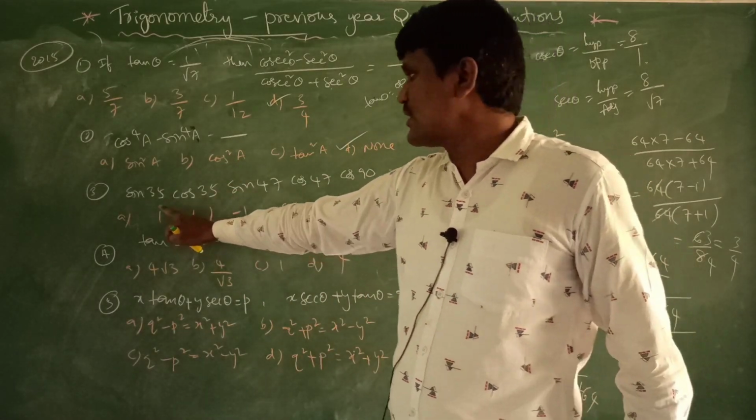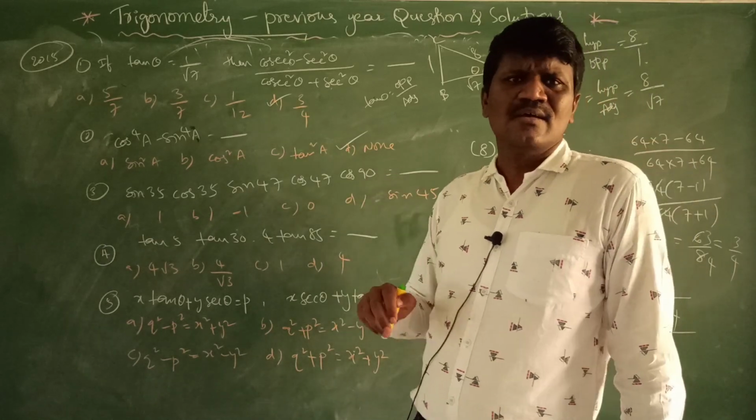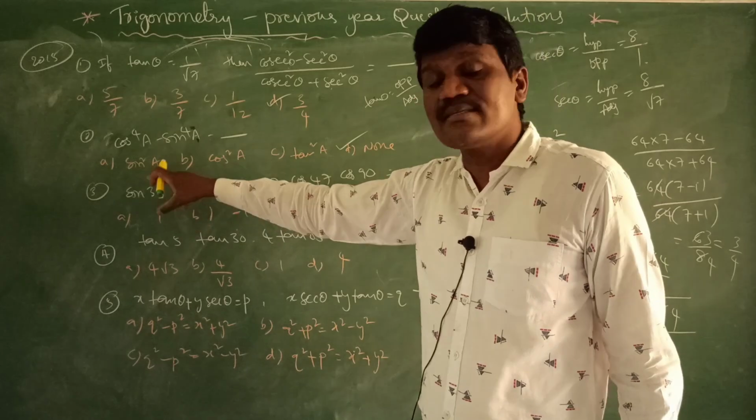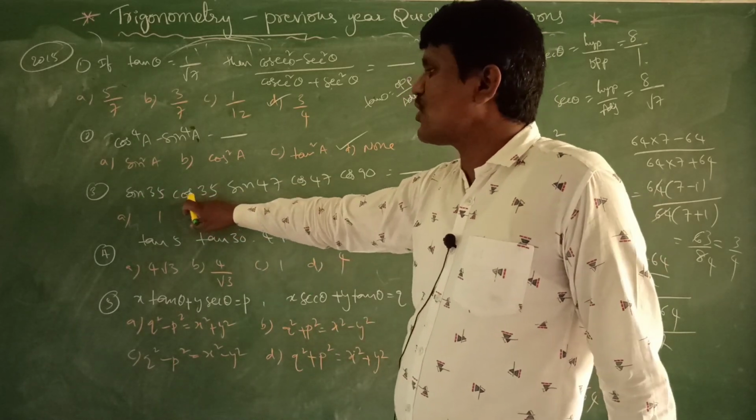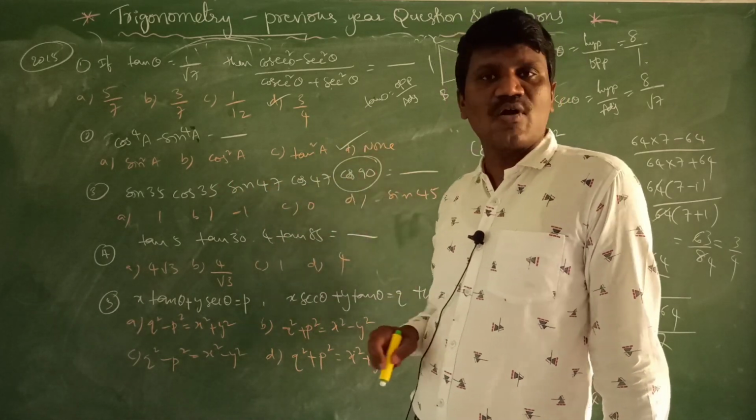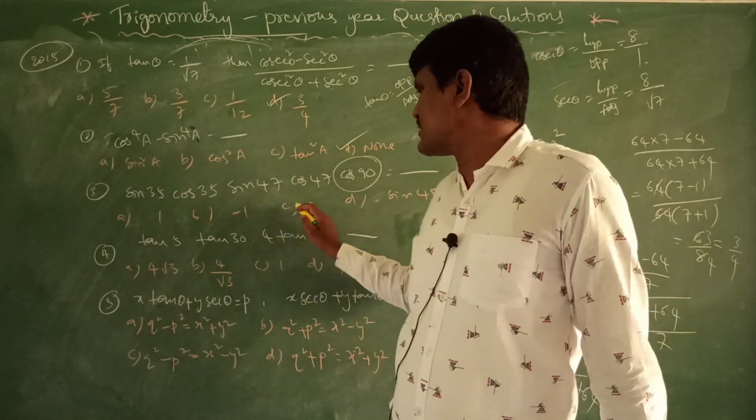Next: sin 35, cos 35, sin 47, cos 47, cos 90. Already I said, if it is based on angles other than 0, 30, 60, 90, and sin and cos are there, that is a logical problem. So cos 90 is there. Cos 90 value is 0. 0 into anything is 0, so the answer is 0.